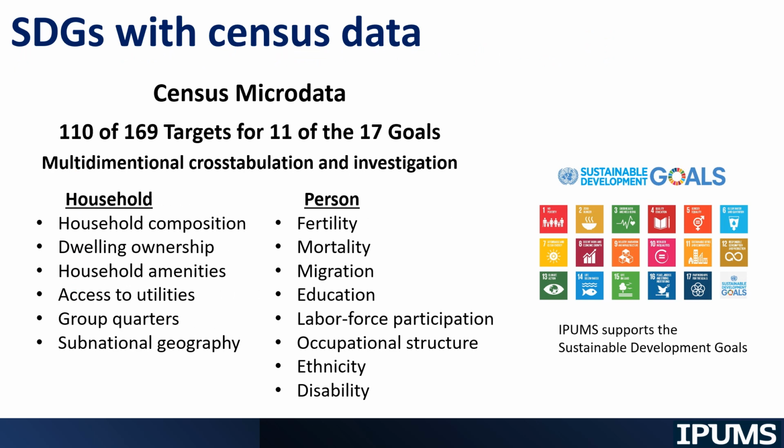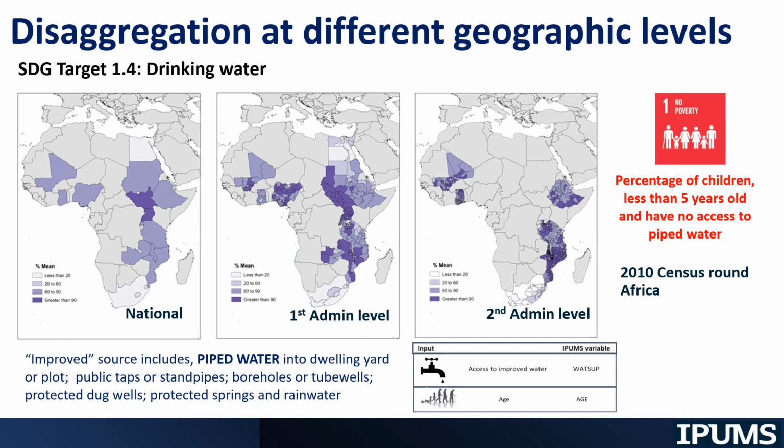With IPUMS data, or rather with census microdata, you can do a whole slew of goals and targets for the Sustainable Development Goals. We list some of these here. Here is a map which shows the percentage of children less than 5 years old who have no access to piped water. This is the 2010 census round from Africa, and we show disaggregation at different scales. This is at the national level, this is at the first administrative level of geography, and this is at the second administrative level of geography.